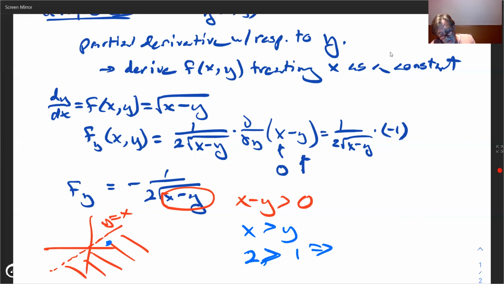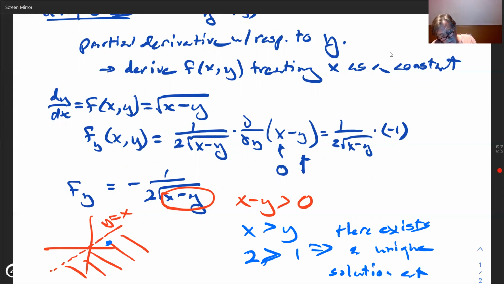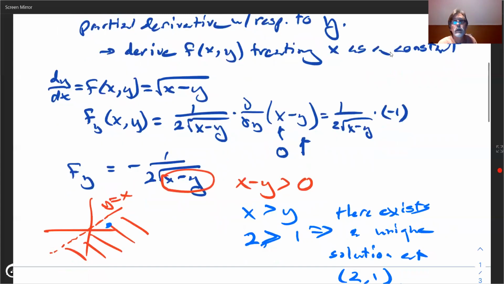There exists a unique solution at that point, at the point 2, 1. Now, no one said what the solution was, what the function is that goes through that point, but this theorem is really cool to be able to say, I know it exists. Now, let's go find the thing, okay?